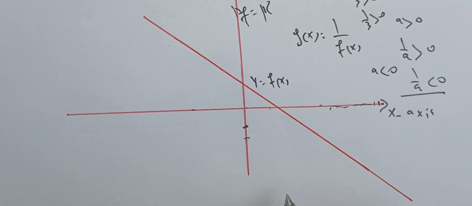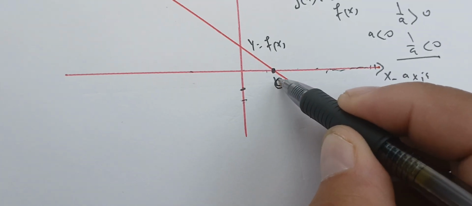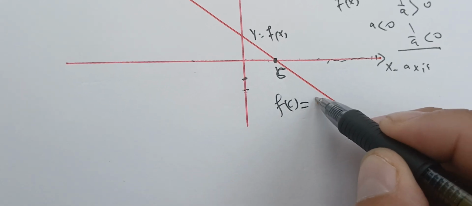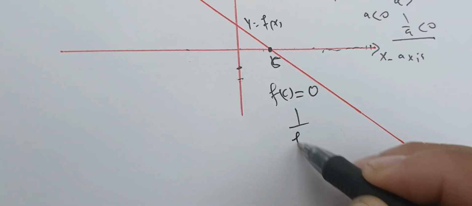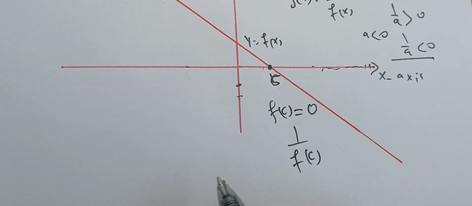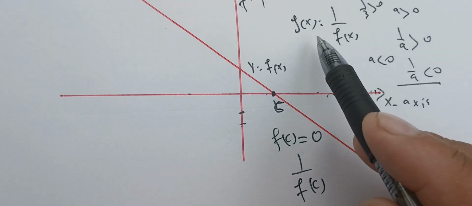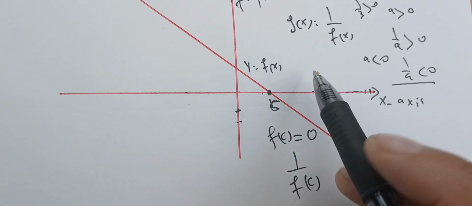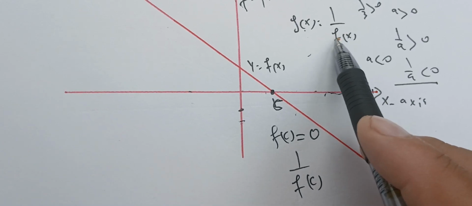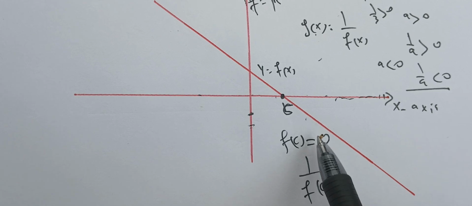The other thing we need to note is, if we call this number here c, what's f of c? What's its value? 0. What's 1 over f of c? So this is an issue, because here we divide by 0. So we start to see that we are looking for g of x, especially g of c, because when we do 1 over f of c, we're going to do 1 over 0.